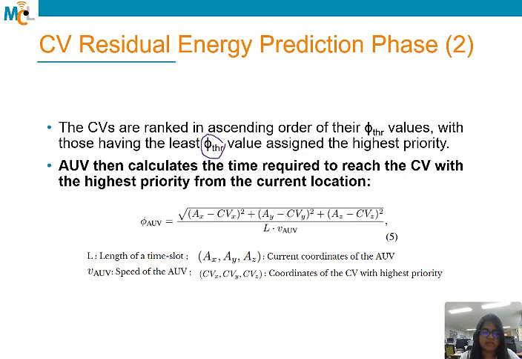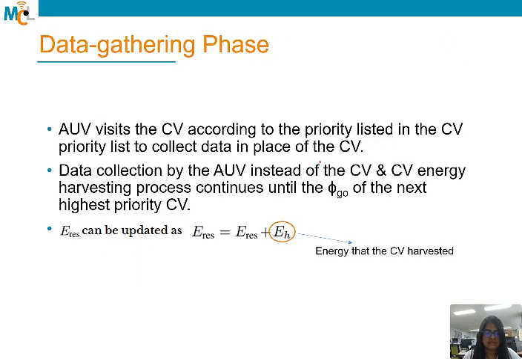So once the AUV has the priority list, it then calculates the time that is required to reach the top priority cut vertex from the current location. By using equation 5, it calculates the time required to reach the location. Then the AUV starts visiting the cut vertices, following the priority list. It starts its journey to the first, highest priority cut vertex.